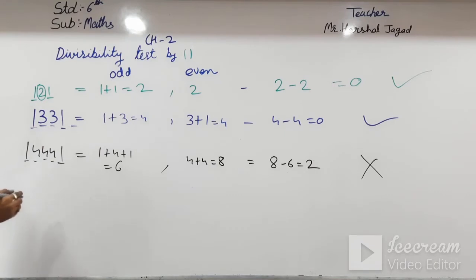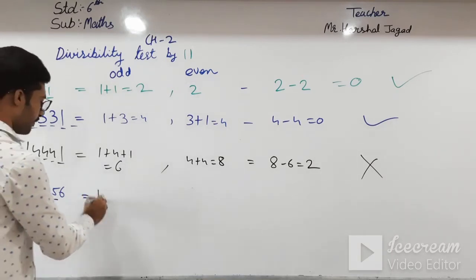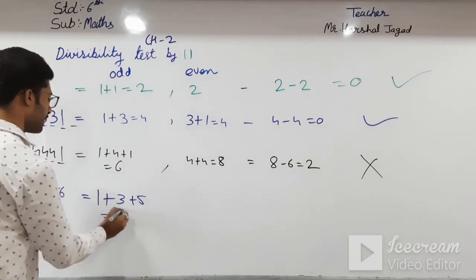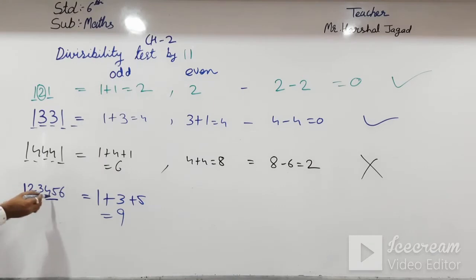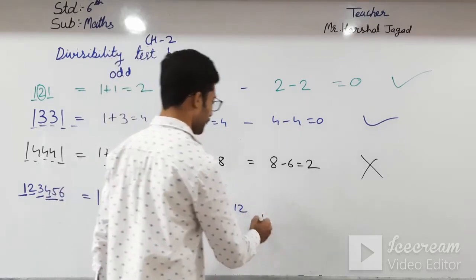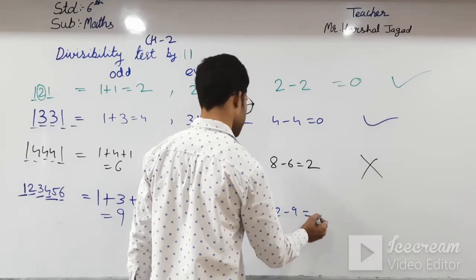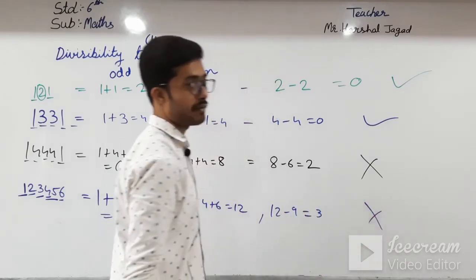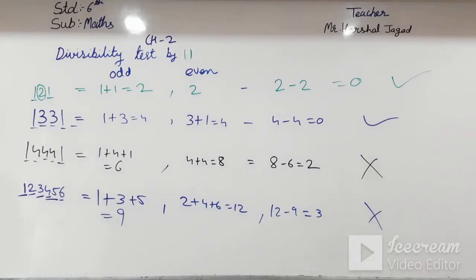And going towards the next example, if I take 123456, then first of all, the sum of the odd places, that is 1, 3, 5, 1 plus 3 plus 5, that is 9, and then the even places, 2 plus 4 plus 6, that is 12. So the difference is 12 minus 9, that is 3. So this is also not divisible by 11.